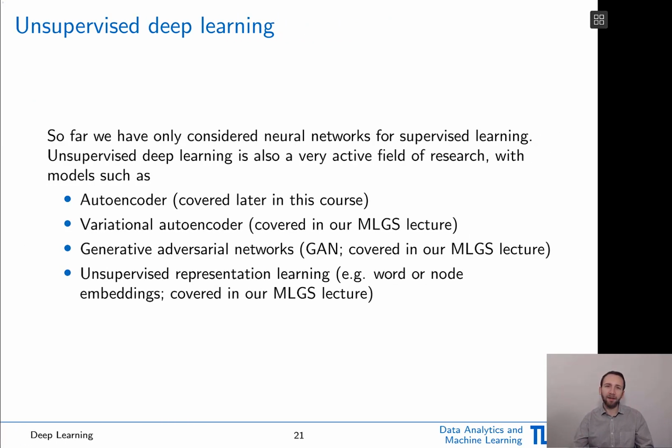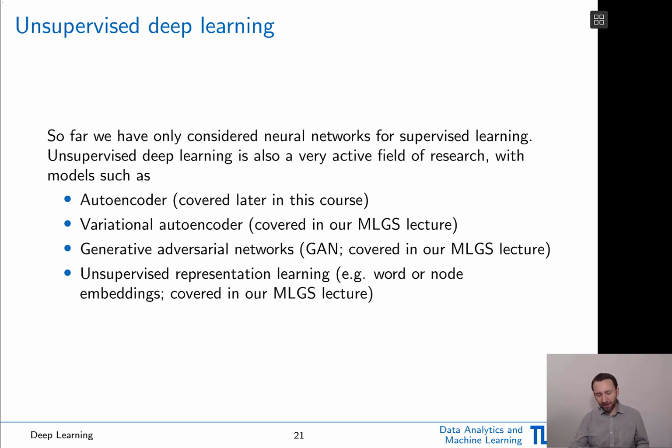Okay, and then finally, of course, we are not restricted to these supervised learning settings, regression or classification, which we have seen so far in this lecture. We can also use neural networks for unsupervised learning, which we cover later in more detail in this course. We can use it, for example, in an architecture known as an autoencoder, which we'll cover later and which can be used for dimensionality reduction or compression, for example.